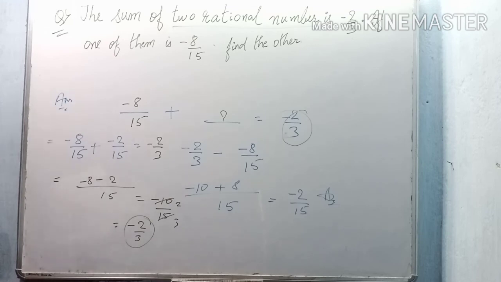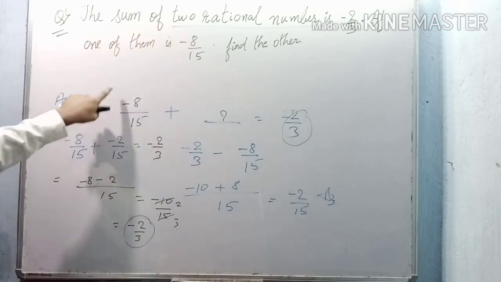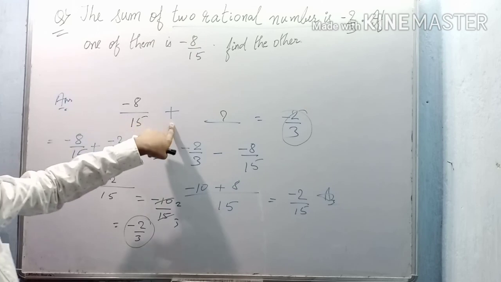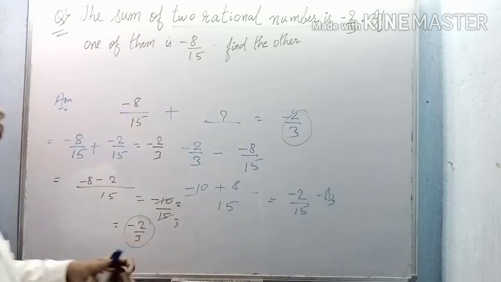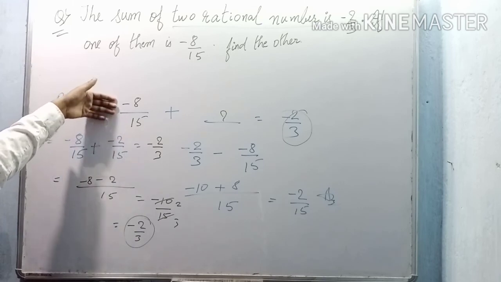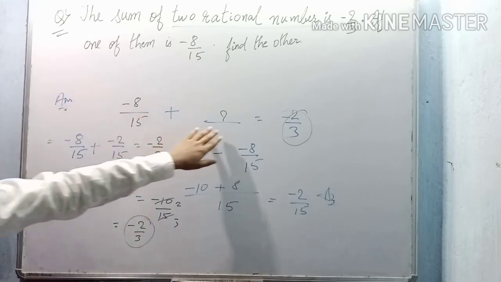How have we found this? We were given that the sum of two rational numbers is minus 2 by 3. If one of them is minus 8 by 15, find the other. So the two rational numbers' sum is minus 2 by 3, and one of them is minus 8 by 15, and we have to find the second number.